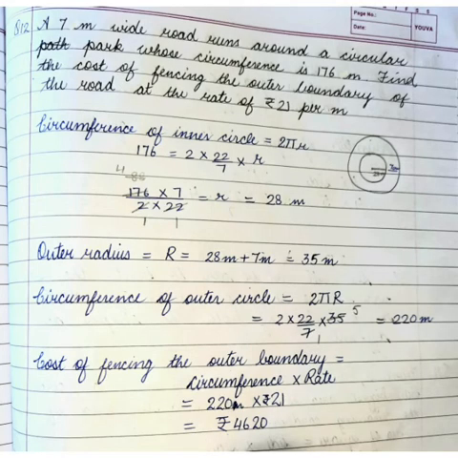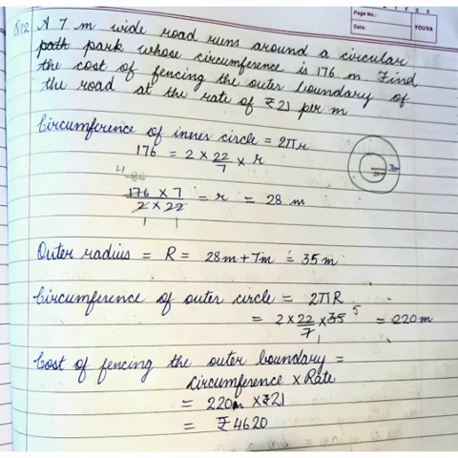Next question, question 12. A 7-meter wide road runs around a circular park whose circumference is 176 meter. Find the cost of fencing the outer boundary of the road at the rate of rupees 21 per meter. Now we have been given the circumference of the inner circle, so we can easily find its radius by using the formula for circumference, that is 2 pi r.